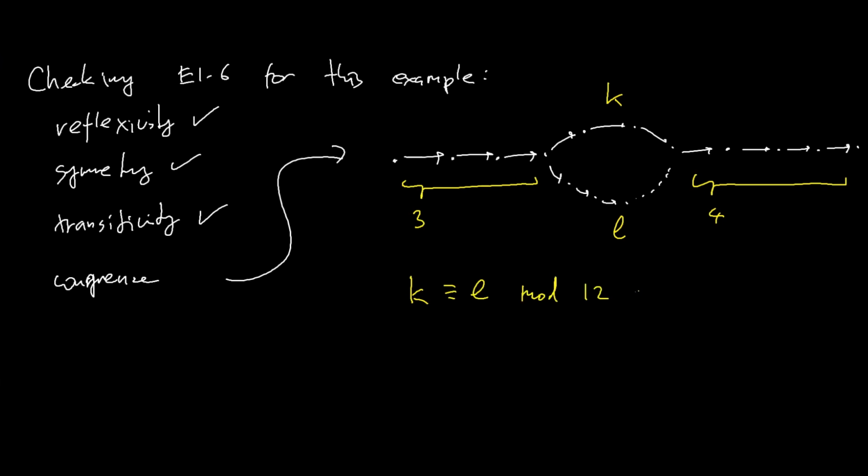And if the congruence axiom were true, this should imply that, what should this imply? The fact that this path is equivalent to this path should imply that the longer one is equivalent to this longer one. That's what congruence is, right? So this should imply that 3 plus K plus 4 is congruent to 3 plus L plus 4 modulo 12. Do we agree on that?